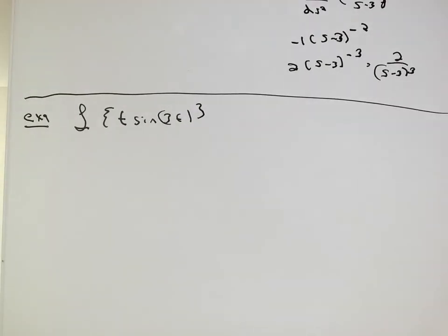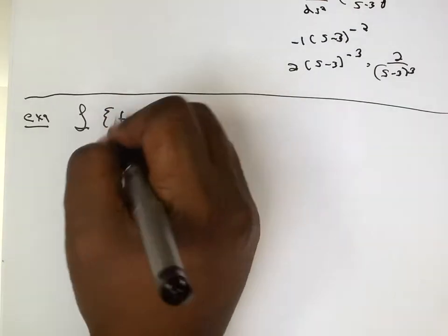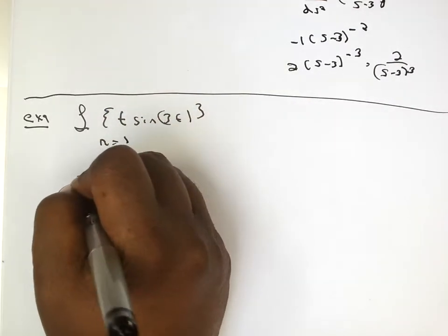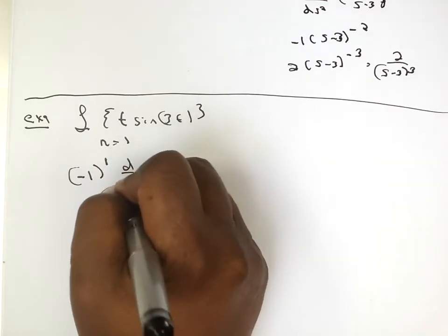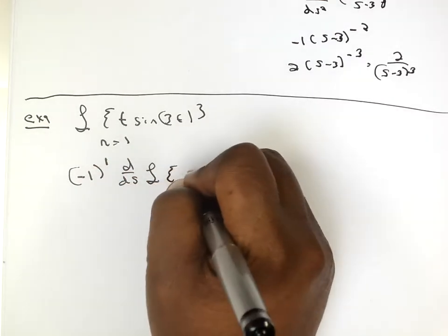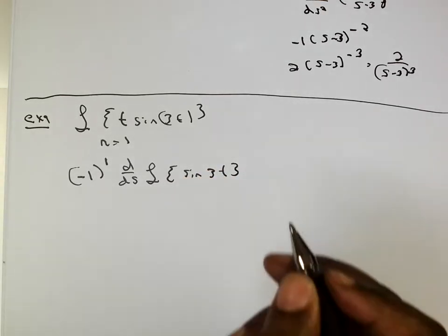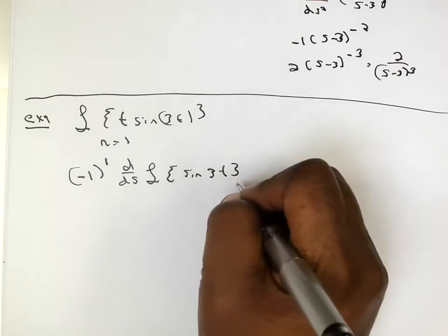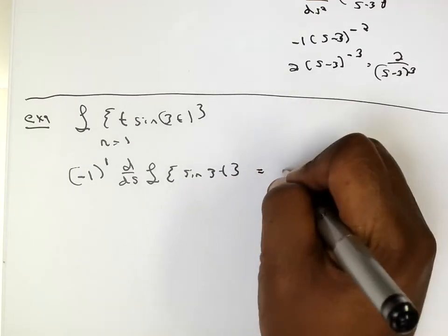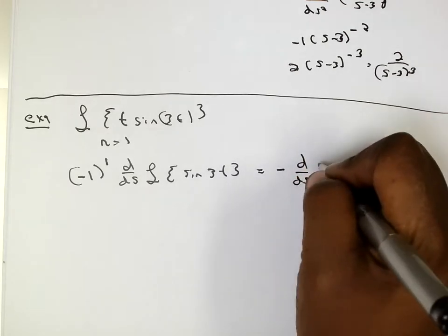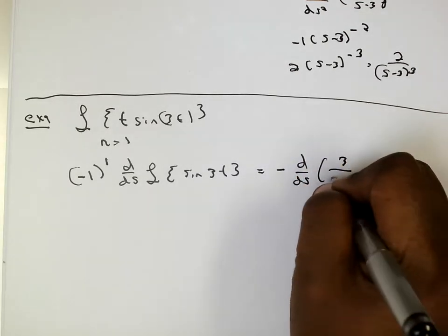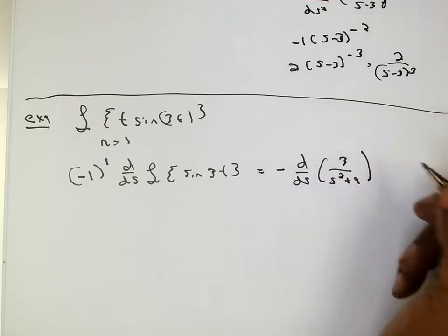Alright, our next example, I'll have the Laplace transform of t times the sine of 3t. So it's not in the form e to the at, so I can't use the other method. I have to use the derivatives. My n is equal to 1, so I get negative 1 to the first power times the derivative of the Laplace transform of sine of 3t. So this part, the Laplace transform, I'll just get negative d/ds of 3 over s squared plus 9.